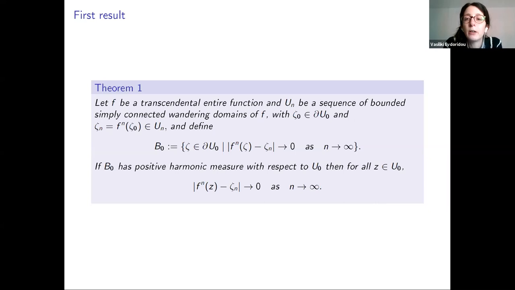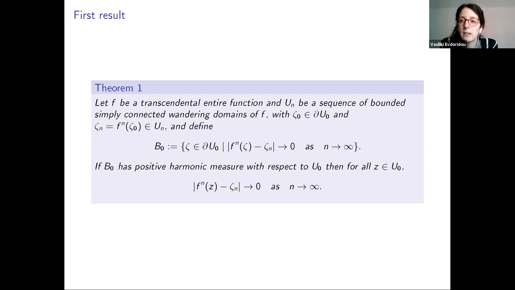So we define our set, our set B naught, and our result says that if we assume that B naught has positive harmonic measure with respect to U naught, then for all points z in the Baker domain U naught, we have that their orbits converge actually to the same orbit zeta n. So what does this theorem tell us in other words?